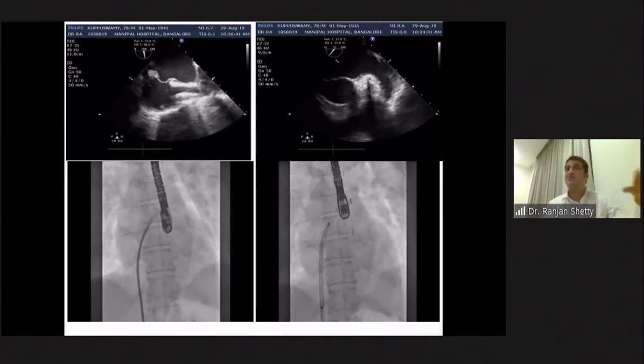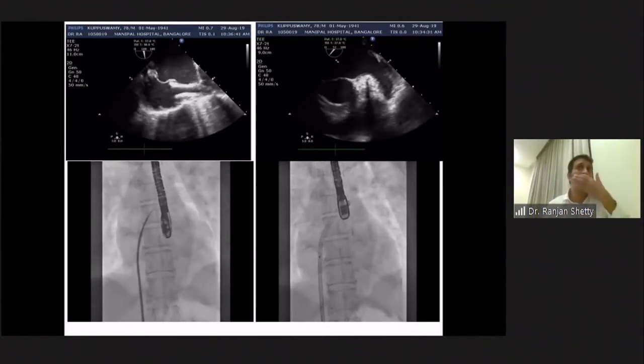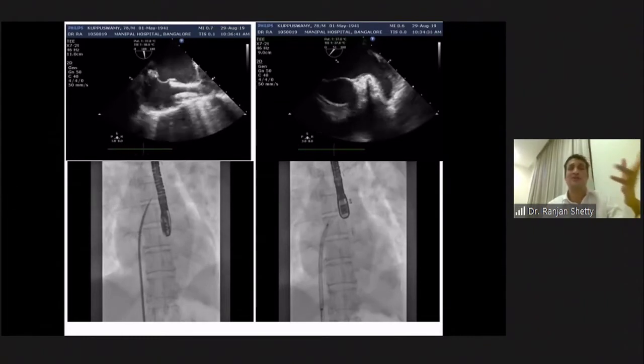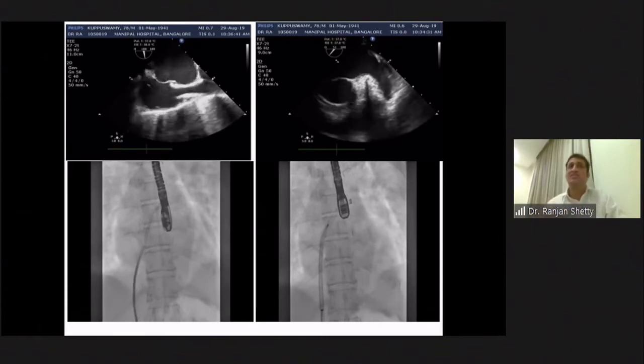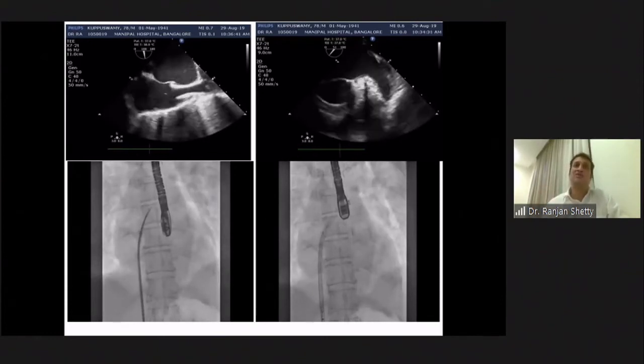Now this is something which we have to learn, and it's very important you do it under transesophageal guidance, because once you master it, it's easy to do so many other procedures. There are mitral valvular procedures which you are going to do in future.